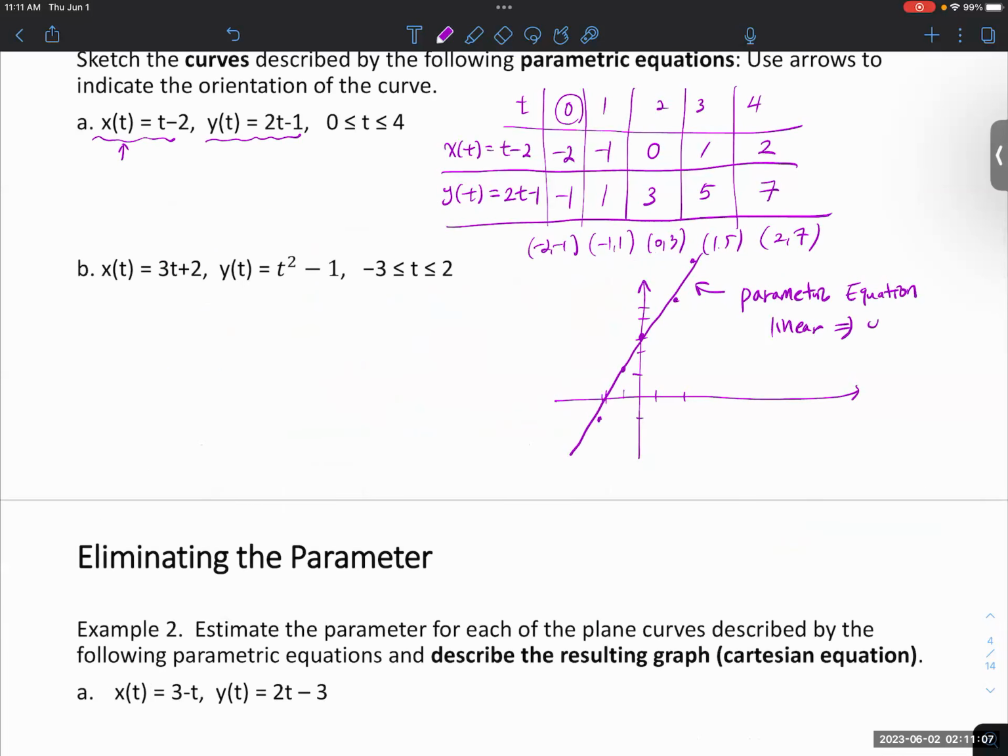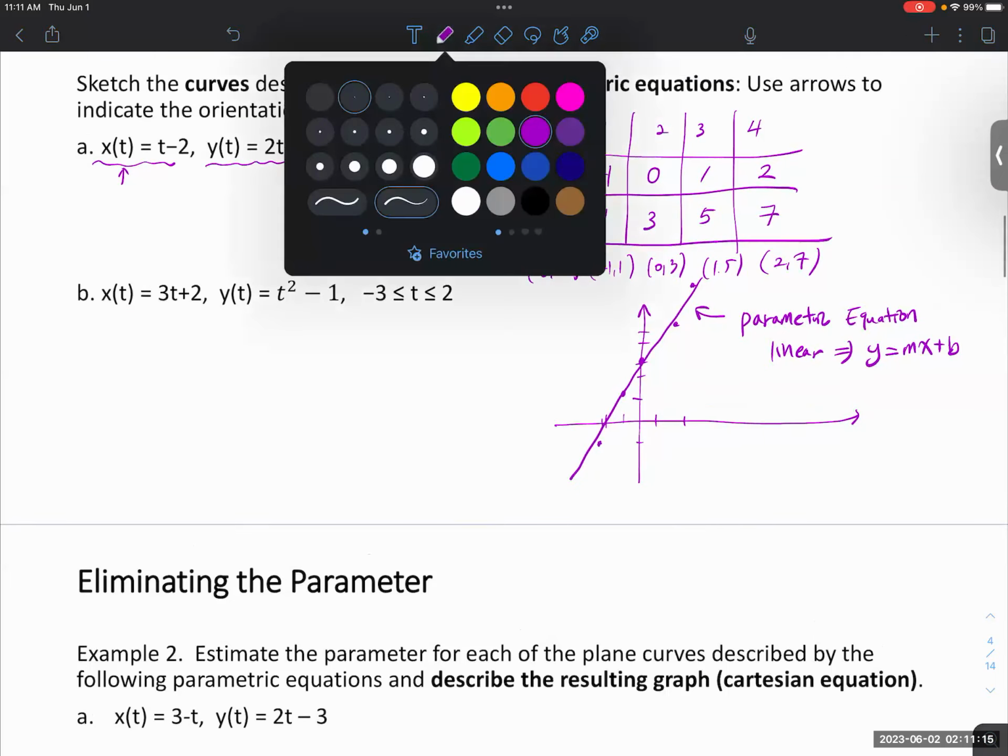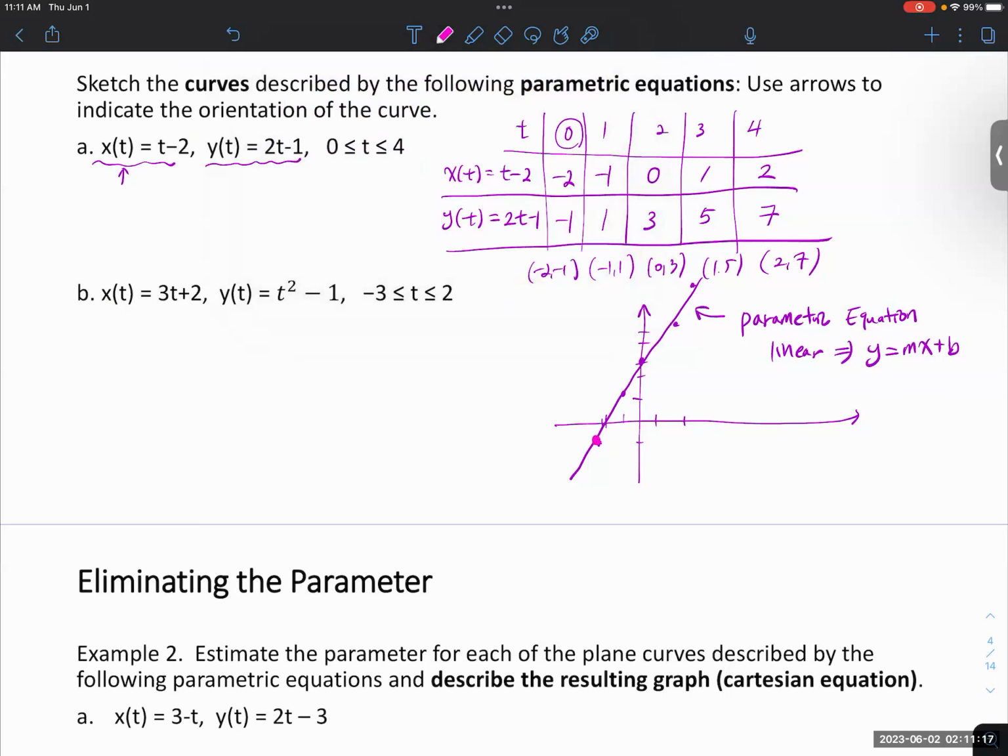So that would be y equals mx plus b form, because it is linear when you check the graph. We can point out here, this is -2, -1, when t equals 0. This is -1, 1 when t equals 1. And then this is 0, 3, when t equals 2. This is when t equals 3, and this is when t equals 4. So this is how you graph a parametric curve or parametric equation from the given x and y functions.